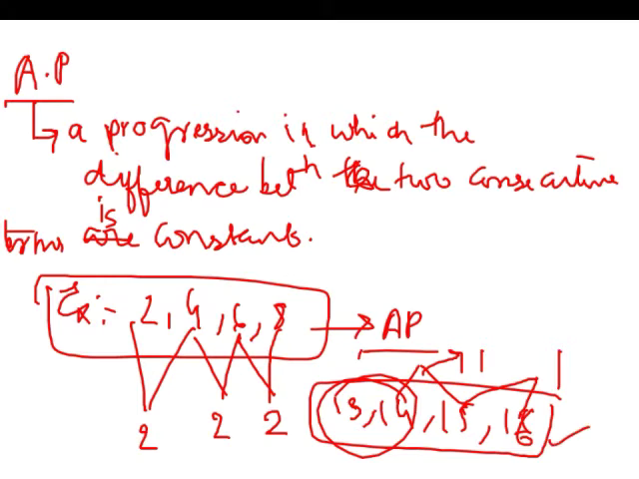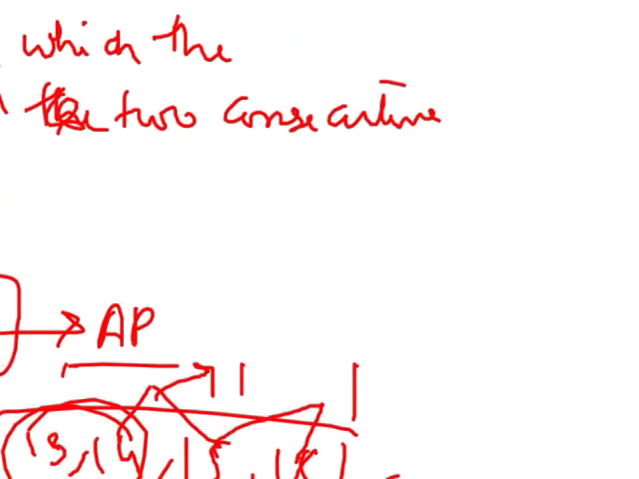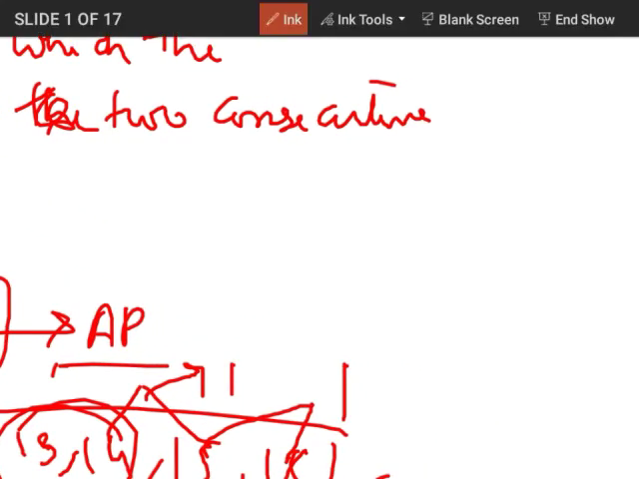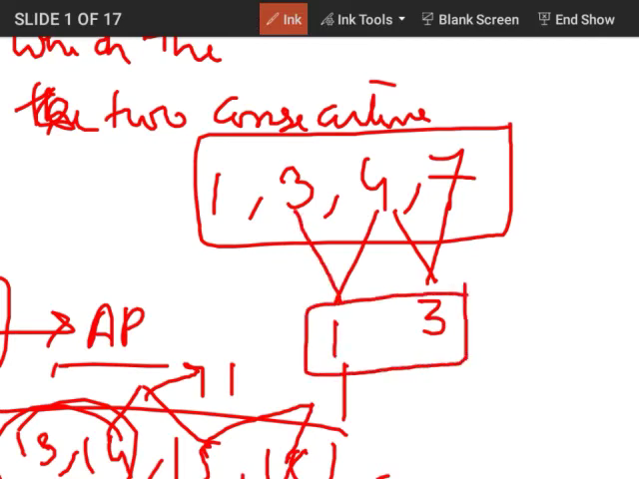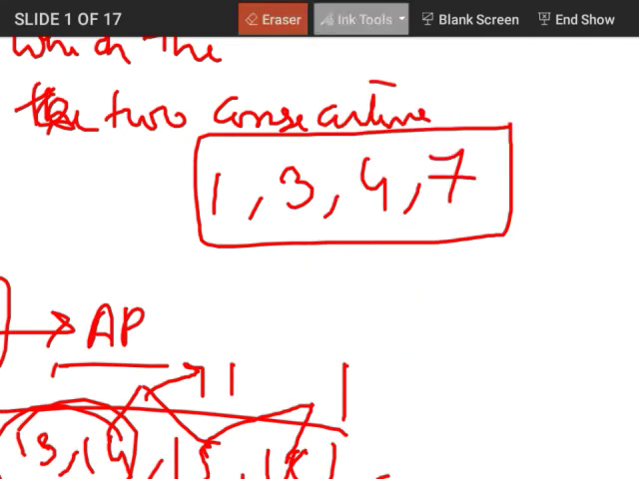Now if I take an example like this, can you tell me if this is an AP? No, right? Why? Now let's take any pair of consecutive terms like 4 and 7. From here we get the difference is 3, right? And from here we get the difference as 1. So the difference between the consecutive terms is not constant, so we cannot say this is an AP. So we'll say that this is not an AP, right?